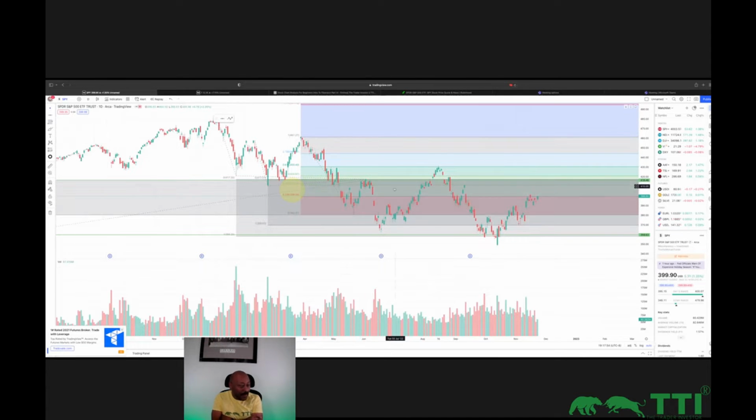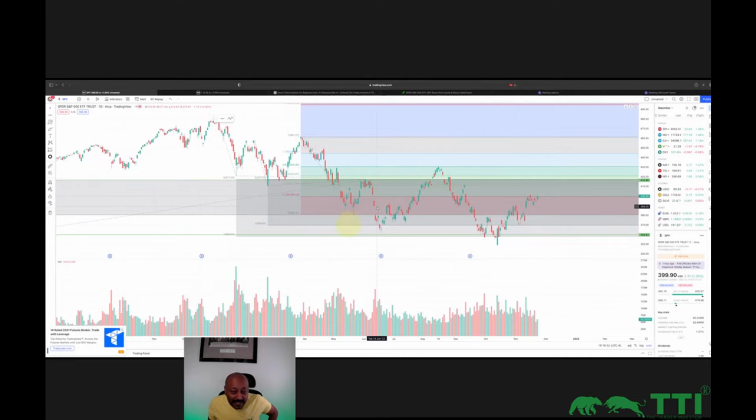So is the entry point, are you aligned with that? Yeah, absolutely. This one right here, you just touched that 38.2%, right? So that first line where the red ends is 23.6, right? The first retracement line is your 23.6, and then it goes to 38.2, and then it goes to 50%, right? Is that what I'm seeing?